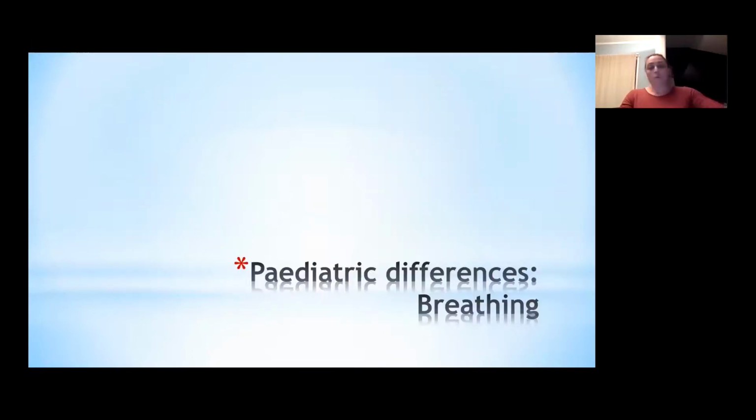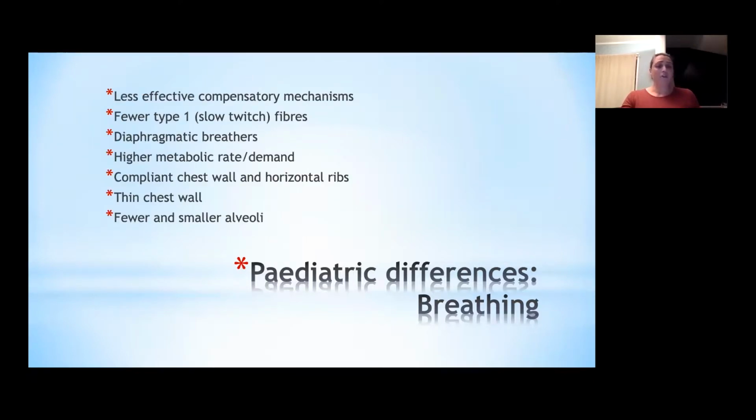And so now we will move on to breathing. They've got less effective compensatory mechanisms. So they'll compensate for a short time, and they'll use their accessory muscles, and they'll increase their respiratory rate. But then because they've got fewer type 1 slow twitch fibers, they will eventually tire, and then they'll just fall off their perch. So they'll compensate for a while, but once they've reached the end, then that's it, they're over the edge.